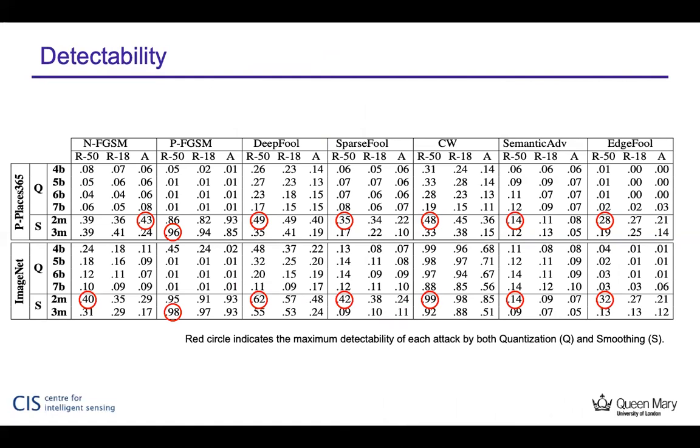Squeezers such as quantization and smoothing can detect a small but high spatial frequency perturbation of constrained attacks, especially PFGSM and CW. If you look at the values inside the red circle, you can see that PFGSM and CW are detectable by more than 98%. Edgefool is less detectable than constrained attacks, but more detectable than semantic adversarial attack, because some of the enhanced details are smoothed out by squeezers.